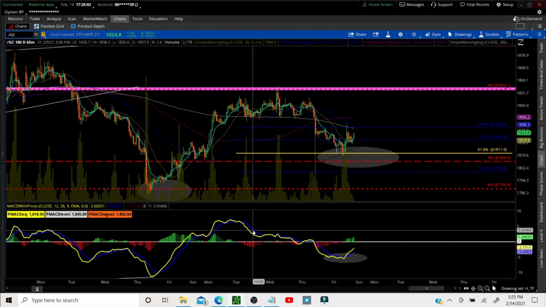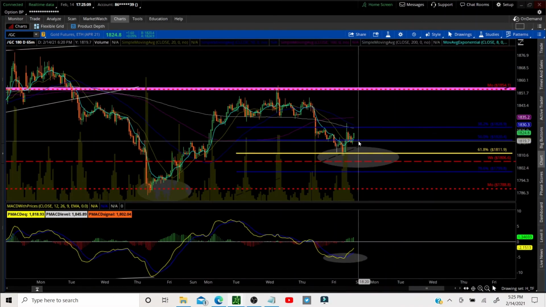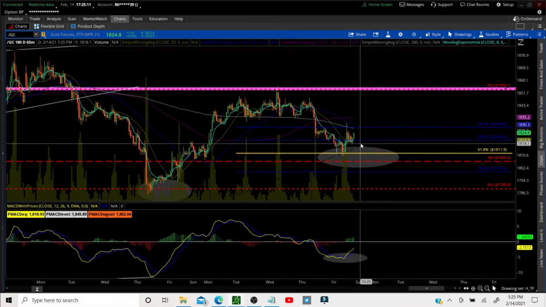If you look right here in the 65-minute, we're just picking up on the momentum. We crossed on Friday. We hit the 61.8 on Friday. This is a buy right here, right now.